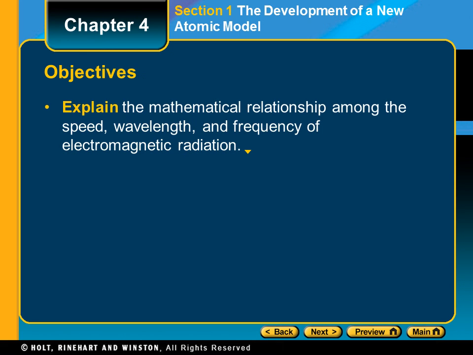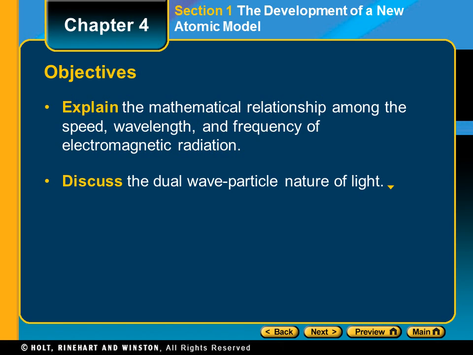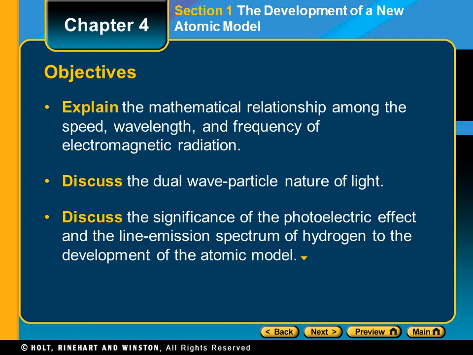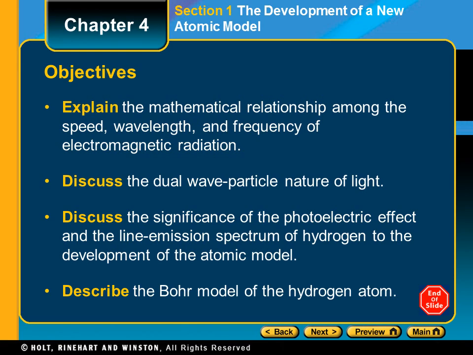And what we want to look at in the first section of Chapter 4 is the development of the new atomic model based on information that was received through new experimentation. So we should be able to explain the mathematical relationship among the speed, wavelength, and frequency of electromagnetic radiation. Discuss the dual wave particle nature of light. Discuss the significance of the photoelectric effect and the line emission spectrum of hydrogen to the development of the atomic model. And finally, describe the Bohr model of the hydrogen atom.